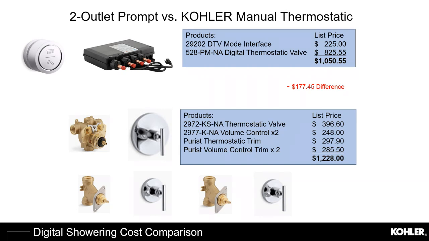And then from an installer perspective, when we talk about installation, we're actually saving between 50 to 60% of install time putting in a digital shower over a manual system. So think about your hourly rate of labor in the market you're in. That can add up to quite a few $100s of additional savings outside of the product alone.